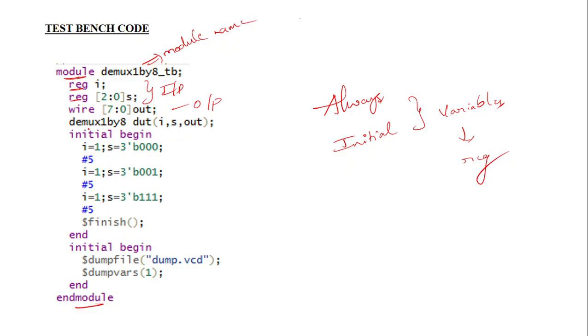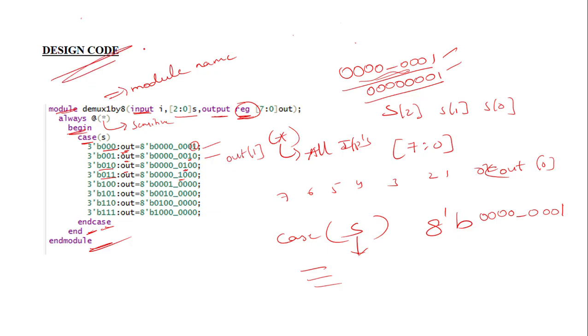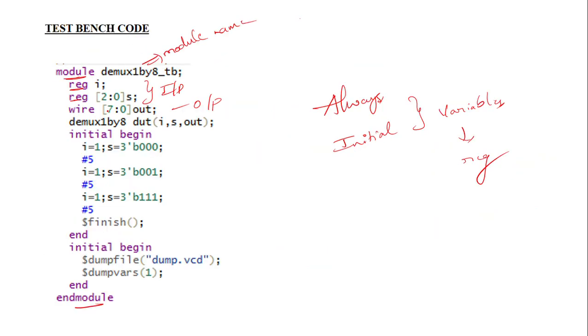Next we have to connect the design code with the test bench code. To connect them, you have to create an instance here. How are you going to instance? Write the design code module name here, followed by the instance name. You can write any name. DUT is mostly used in Verilog code, but you can use your own name also, no problem at all.